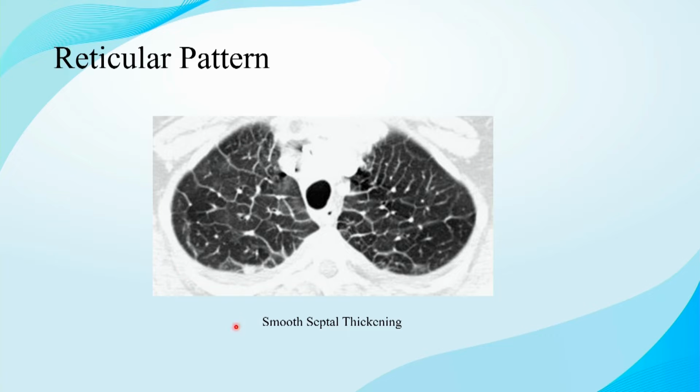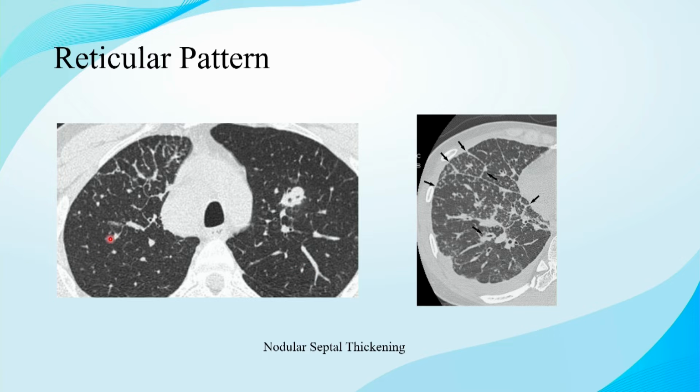So this is a case of interstitial pulmonary edema, where we can see diffuse, smooth interlobular septal thickening, and a few areas of ground glass opacity are also seen. Whereas in this case, we can see nodular septal thickening in the right upper lobe. Some septae are thin and some appear thickened, and of note is a metastatic nodule in the left upper lobe. So this is lymphangitic spread of the tumor.